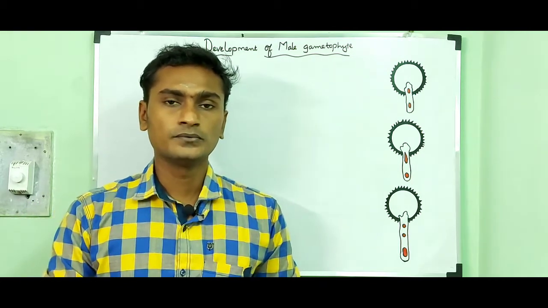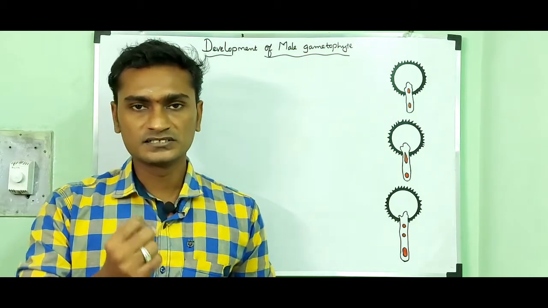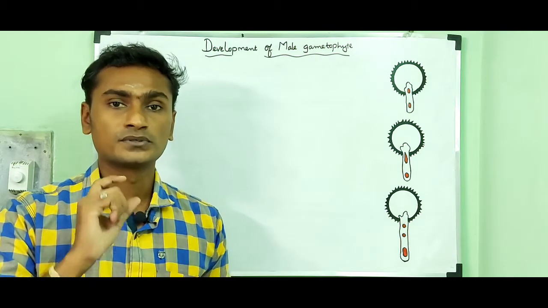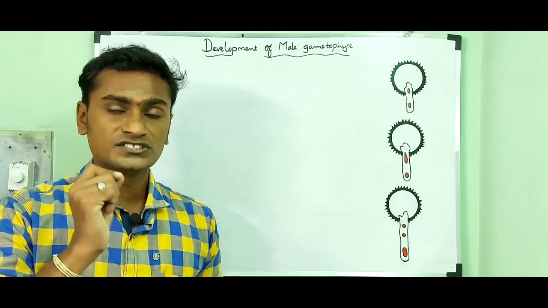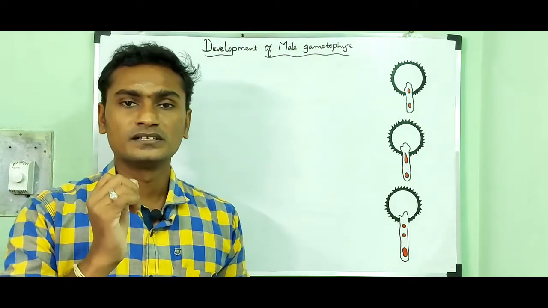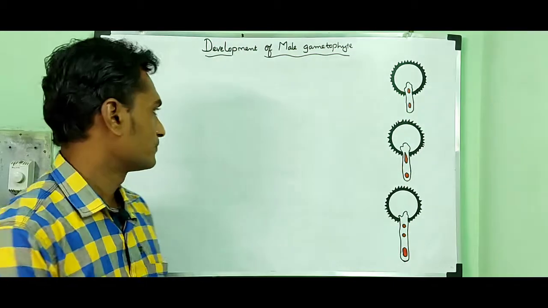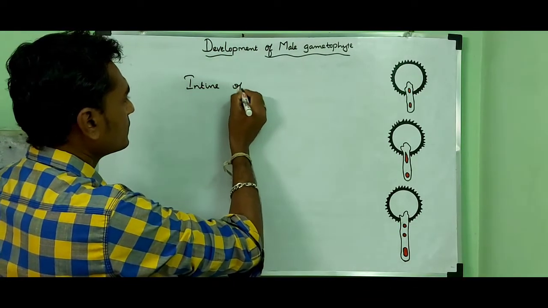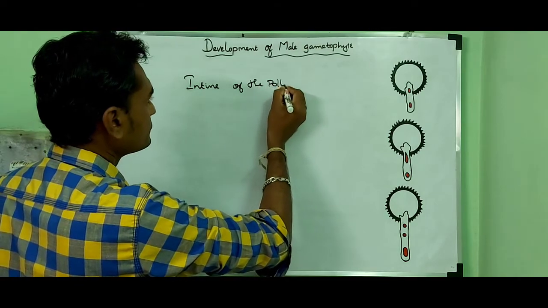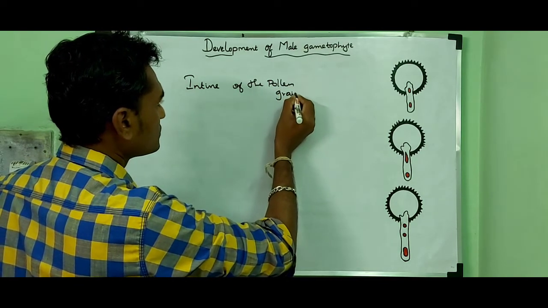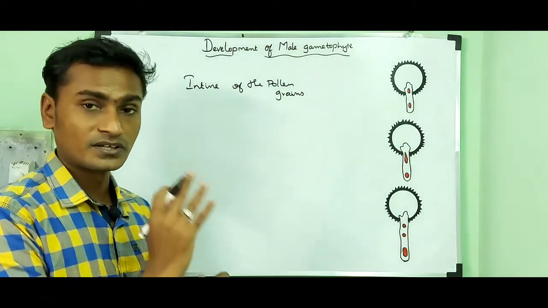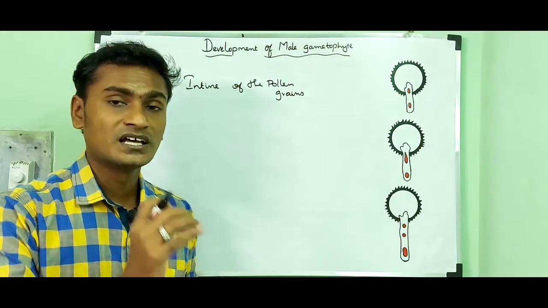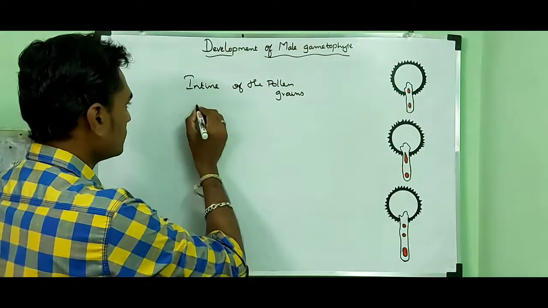சரிங்களா? Now the pollen grain reaches the stigma. The intine of the pollen grain protrudes through one germ pore and produces a delicate tubular structure called pollen tube.